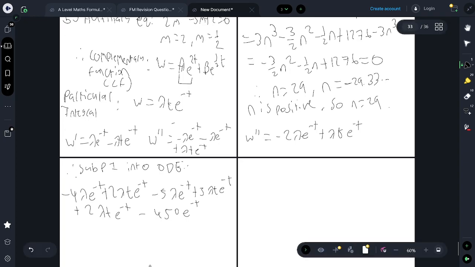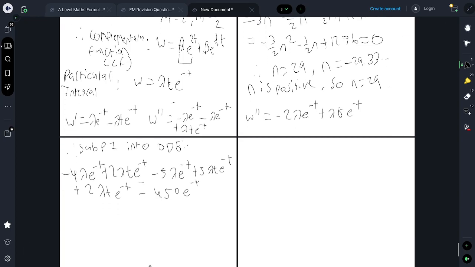Okay, so what do you do here? Well, actually, we can simplify this a bit, can't we? Let's group these terms together. So let's get all the lambda t terms, right? t e to the minus t, 2 lambda plus 5 lambda plus 2 lambda. That's going to be 9 lambda t e to the minus t. And then e to the minus t terms on their own: minus 4 lambda minus 5 lambda. That's going to be minus 9 lambda e to the minus t. It's going to be 450 e to the minus t.